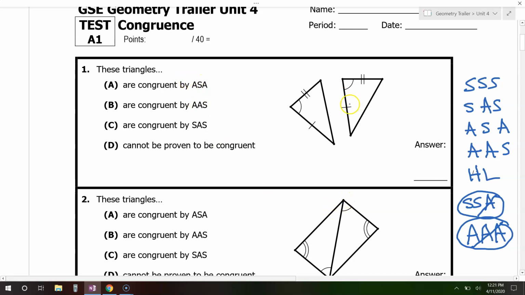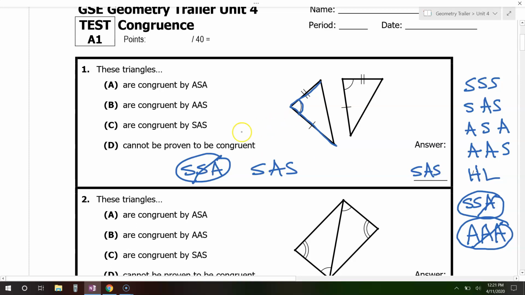So for example, looking at problem number 1, I see that we have two sides and an angle. That means it's either going to be side, side, angle, which of course doesn't work, or it'll be side, angle, side. The way you choose is for side, angle, side, the angle has to be between the two sides. And that's exactly what's happening here. Here's one of the marked sides, here's the other side. The angle that's marked is in between. That makes this side, angle, side.